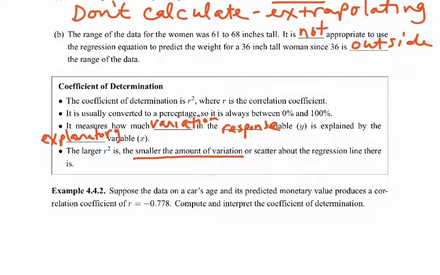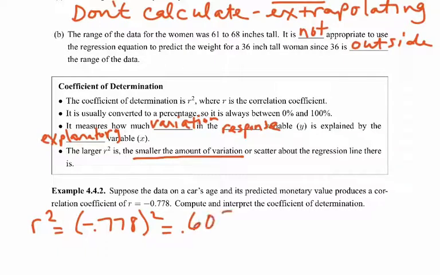And so suppose the data on a car's age is predicted by monetary value and produces a correlation coefficient of negative 0.778. I think we had this from a previous example, but the correlation coefficient was negative 0.778. So compute and interpret the coefficient of determination. And so to compute it, it's very simple. I'm going to just square the r value, and when you square a negative number, of course, it becomes a positive number. So it doesn't matter whether r is negative or positive.